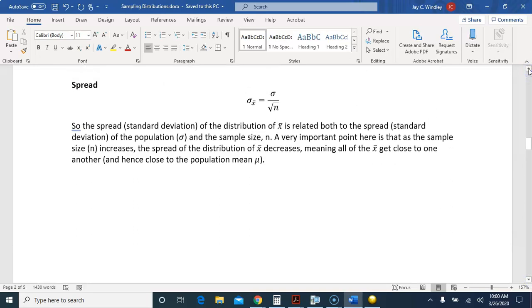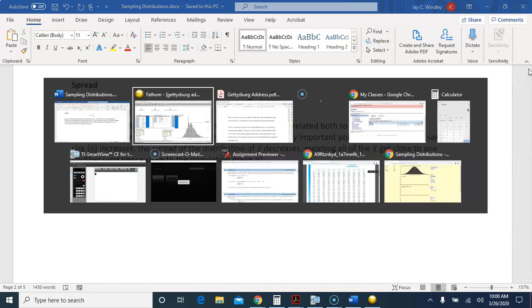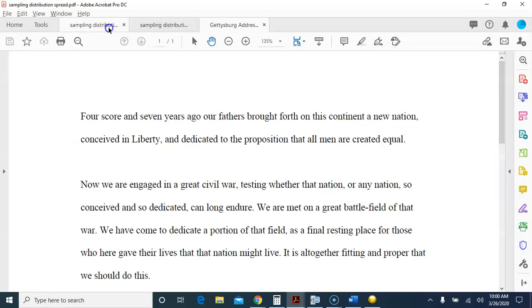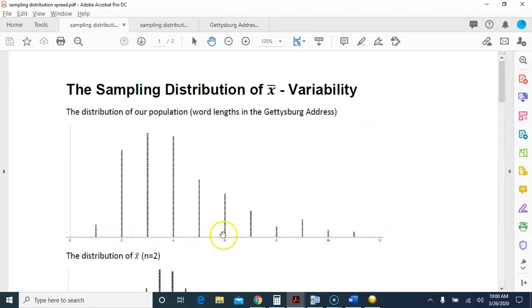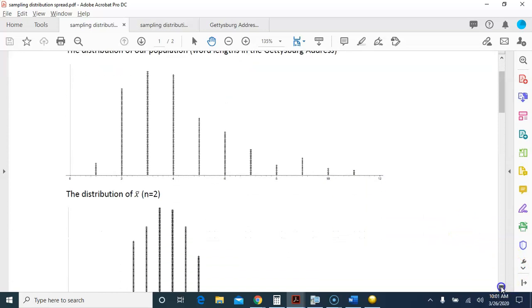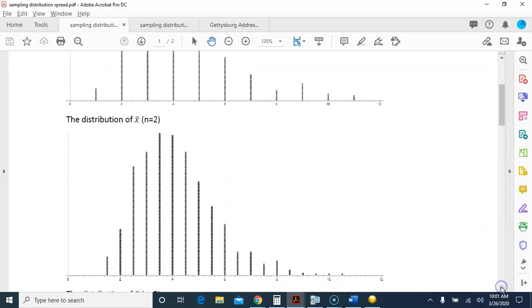So let me show you an example of this from the simulation, but this is a simulation that I've already done here. So this is our population of words in the Gettysburg Address. Some words have a length of only 1 letter, and some words have a length of 11 letters. If we grab samples of size 2, this is what the distribution of x bars looks like. Notice the x bar values go from here to here. They're a little bit less spread out than the population is.